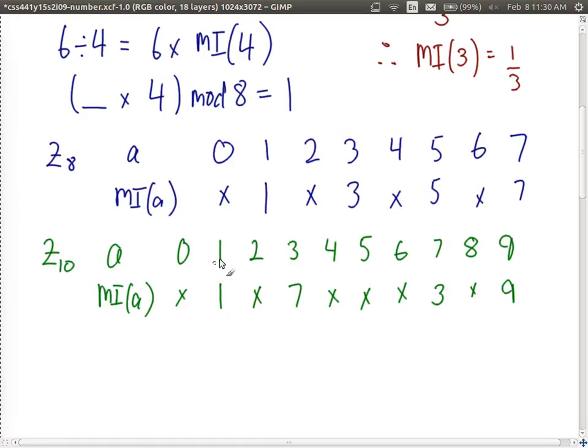What's the greatest common divisor of 1 and 10? 1. 1 and 10, the greatest common divisor is 1. 3 and 10, greatest common divisor is 1. 7 and 10, 1. 9 and 10, 1. 8 and 10, it's not 1. 6 and 10 is not 1. 5 and 10, it's not 1. That is, a number has a multiplicative inverse in mod n if that number is relatively prime with n. Relatively prime means the greatest common divisor is 1.